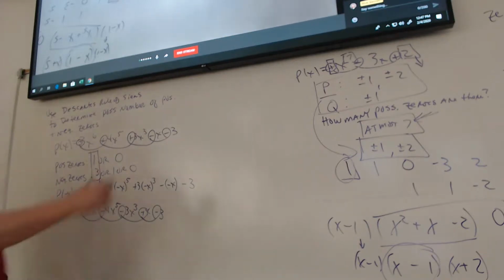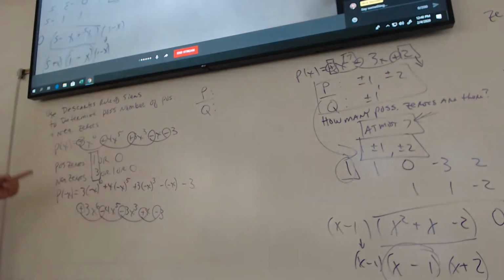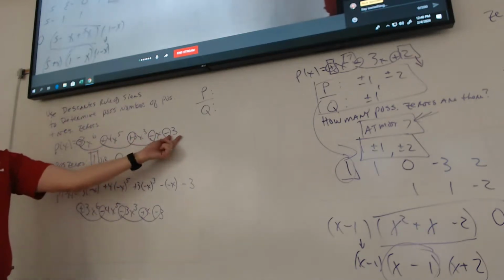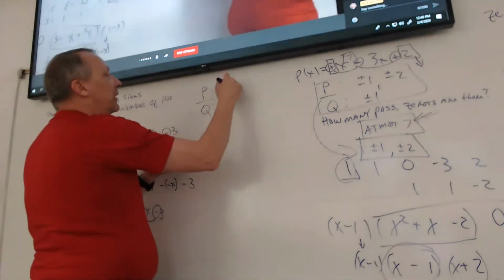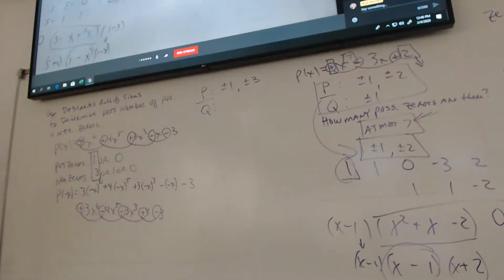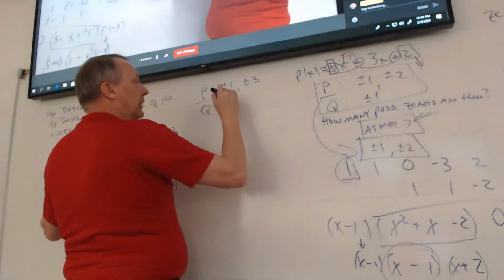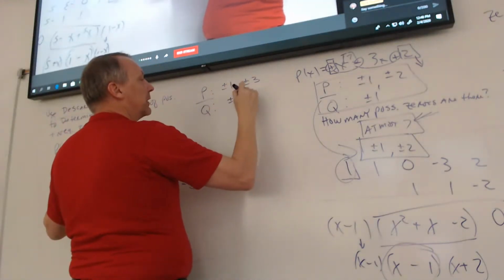Now, let's figure out our P's and our Q's. If we're going to do this, we're probably going to run out of time here, but what would be all of my P's, Laura? P's are factors of which terms? The last term. What are your factors of 3? Okay, so plus or minus 1, plus or minus 3, right? What are your Q's? The first one. Okay, so what are my factors of 3? Plus or minus 1, plus or minus 3.